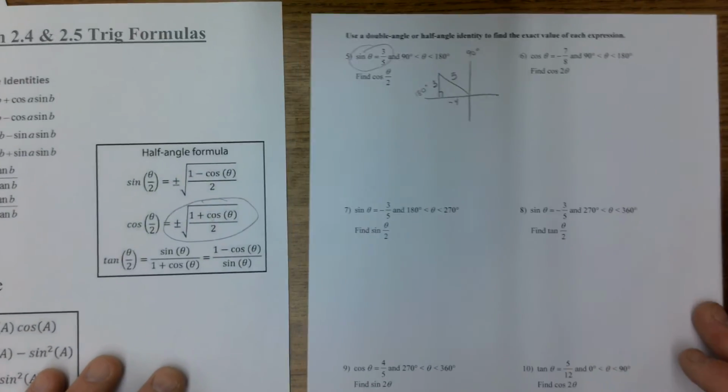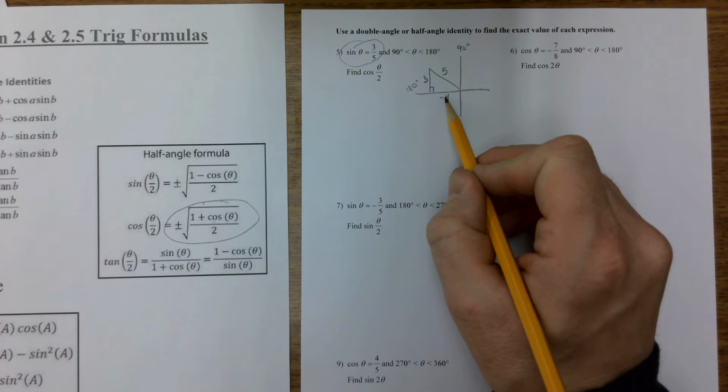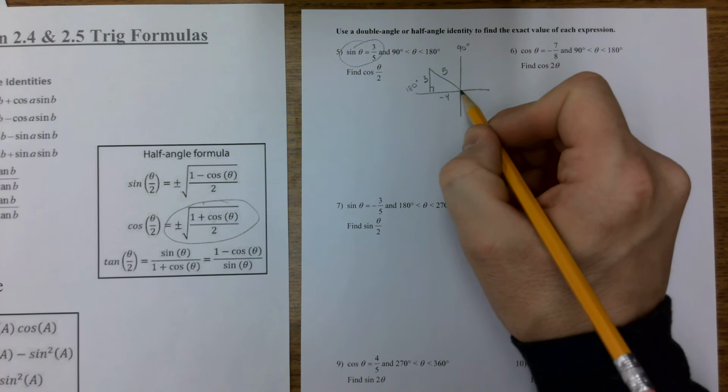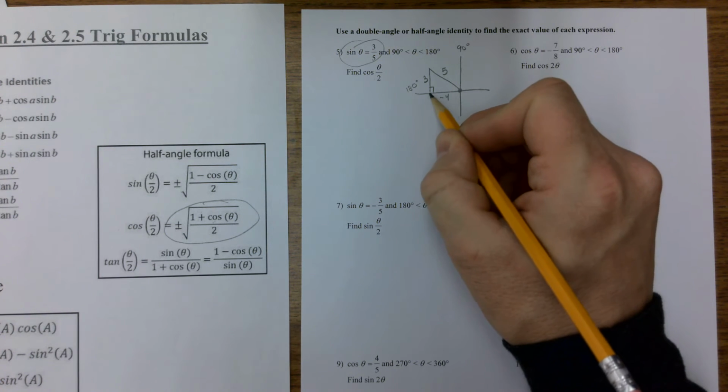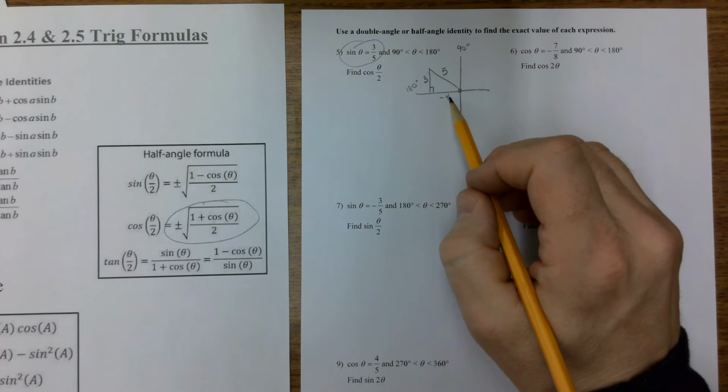The key on these problems is to draw your triangle correctly. Be very careful about these negatives right here. A lot of people leave these negatives off. But if this is 0, this is a negative 4, positive 3. So the sine is still positive, but the cosine is negative here.